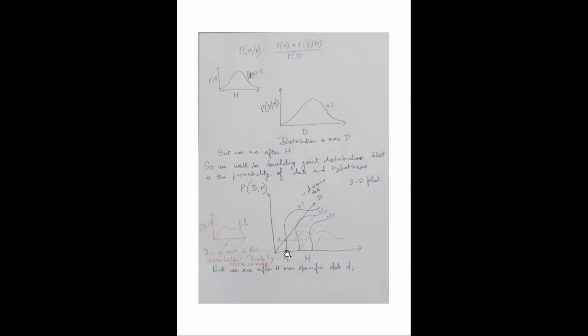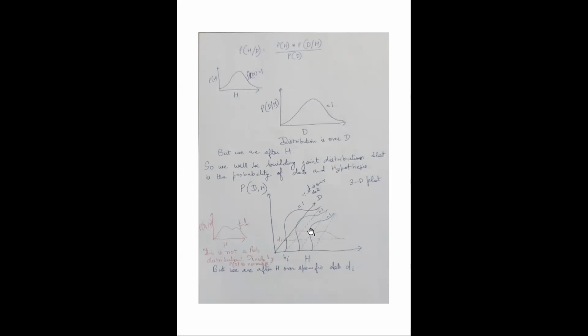Right. So at a particular hypothesis, let's say H_i, this is the distribution. And this distribution tells us that for a particular hypothesis, this is the bold line, this is the distribution, and this distribution is 1. For another hypothesis, this is the distribution.